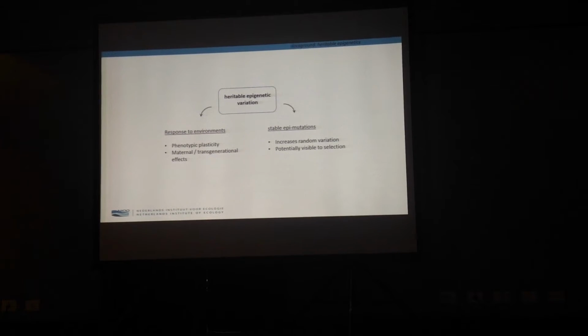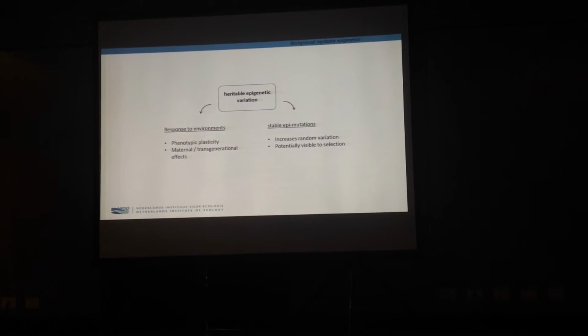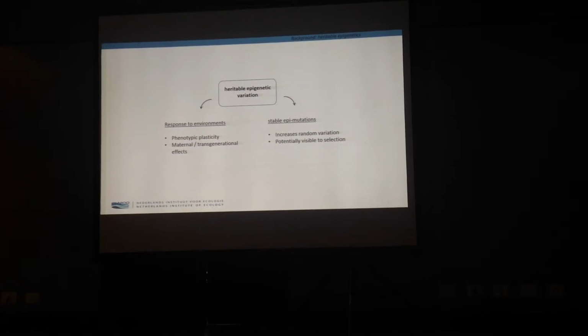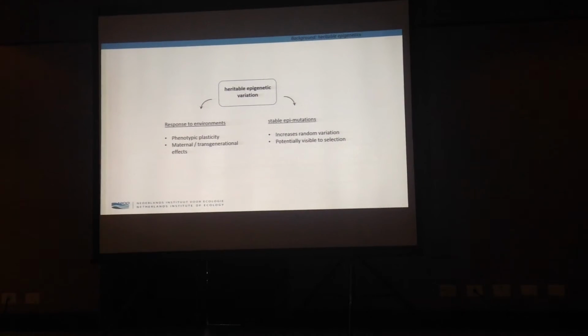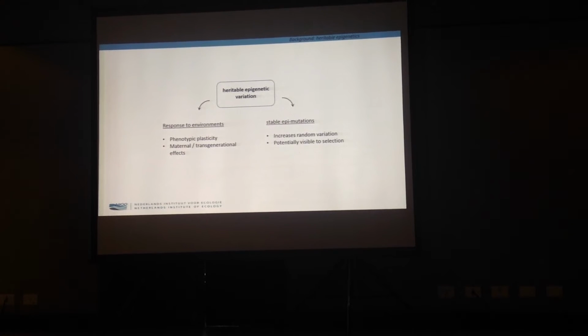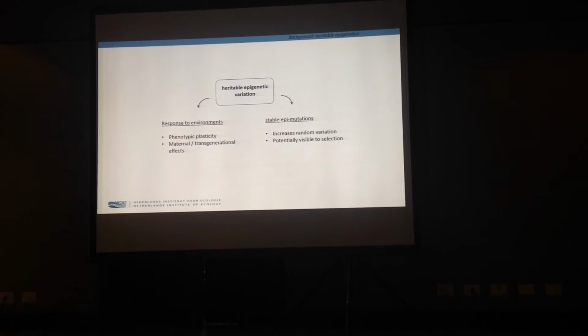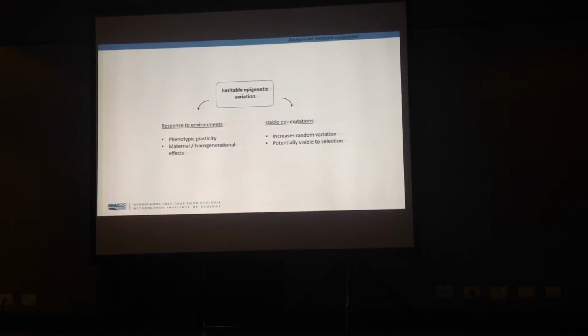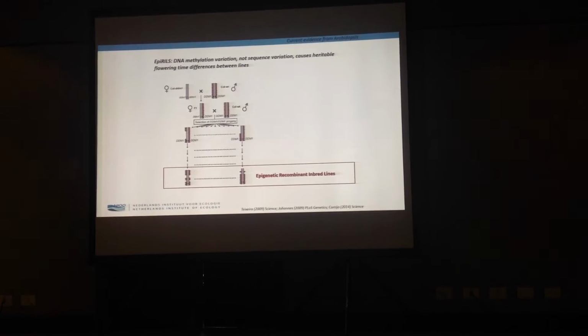You can think about heritable epigenetic variation in two ways. Basically, we can think about it as a response to environment, like phenotypic plasticity or maternal transgenerational effects, but also in the sense of variation that's being generated. Heritable epigenetic variation can also have a random component, and then it can be acted upon by selection.